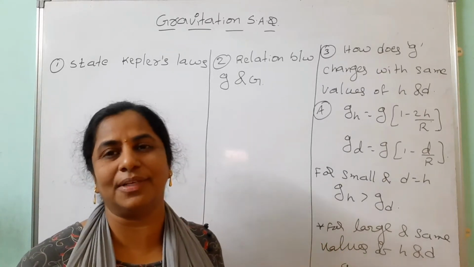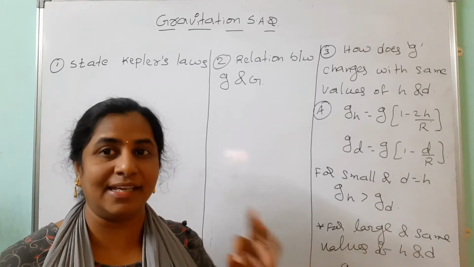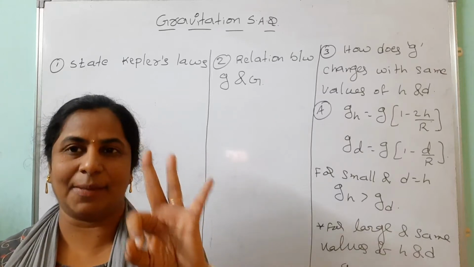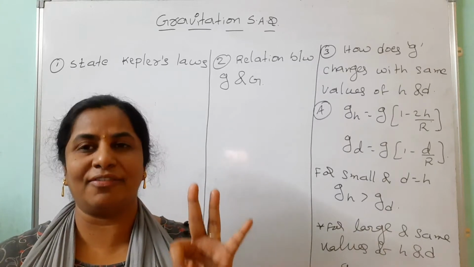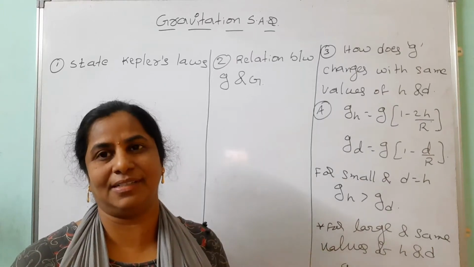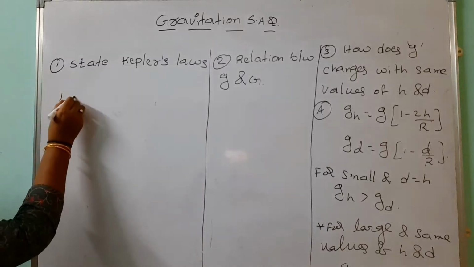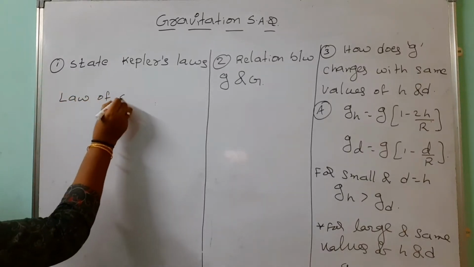The first person who gave the explanation about the planets and the Earth's movement is Kepler, and he gave how many laws? There are 3 Kepler's laws. First one is the law of orbits, second one is the law of areas, and third one is the law of time periods. What is the law of orbits? First one is the law of orbits.